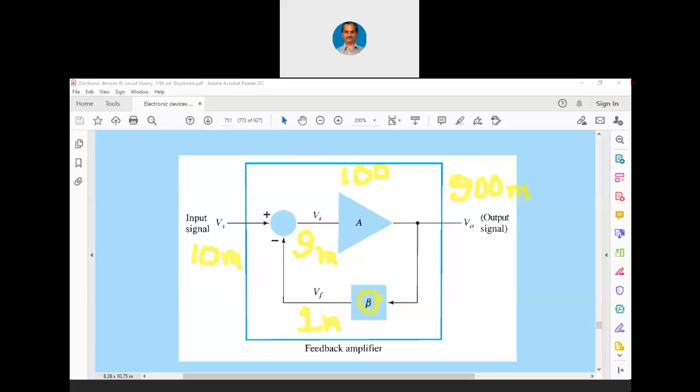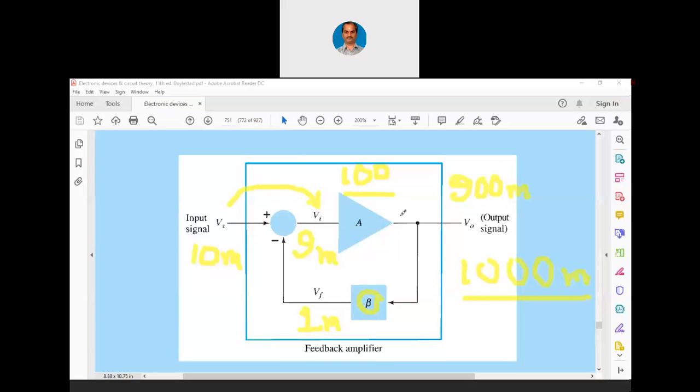Just look at this. If this feedback was not there, then the output would have become 1000 millivolts, right? If this feedback was not there, output would have become 1000 millivolts because the gain of the amplifier is 100. 10 millivolts would be directly given here. Gain of the amplifier is 100. So 100 into 10 is 1000 millivolts. That would have been the case without the feedback. Now with the negative feedback, gain is reduced. Instead of 1000 millivolts, we are getting 900 millivolts.